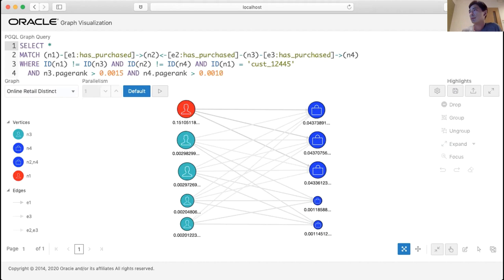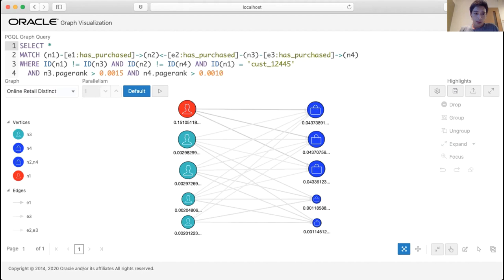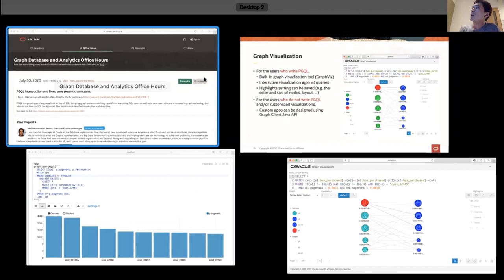And again, the advantage of using a graph database is that the PageRank scores are stored on the graph server, so that other users can access the same score and look at it in this visualization. So this is one way to see the result.